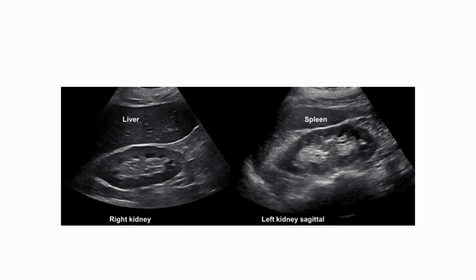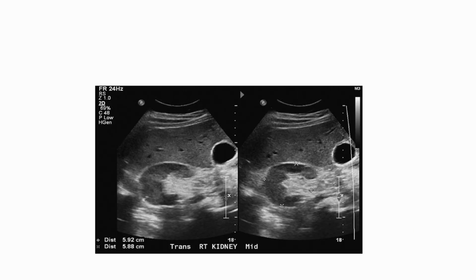Again, okay, so this is really important. On the right side, the kidney is going to lay beside the liver. On the patient's left side, the kidney will lay by the spleen. And here is another image of the kidney in transverse. It's going to look like a C or a circle.